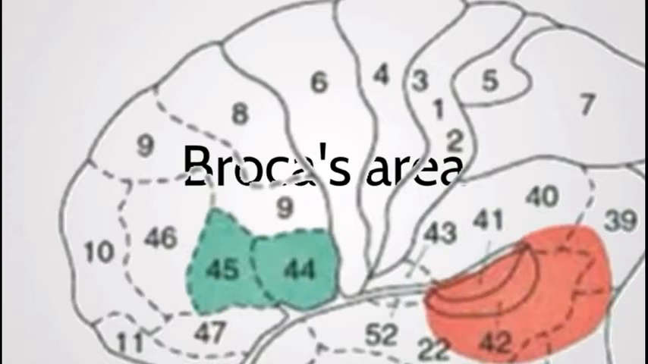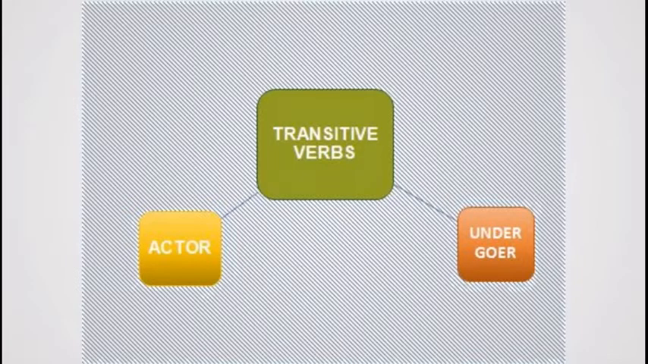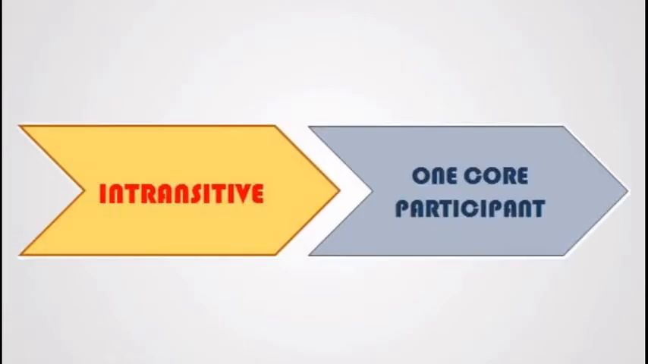In conclusion, we may say that action verbs fall into two large domains: transitive verbs, which designate events with two core participants, and intransitive verbs, which designate events with only one core participant. Besides, transitive verbs depend more than intransitive verbs on certain temporal and parietal regions and also on Broca's area.